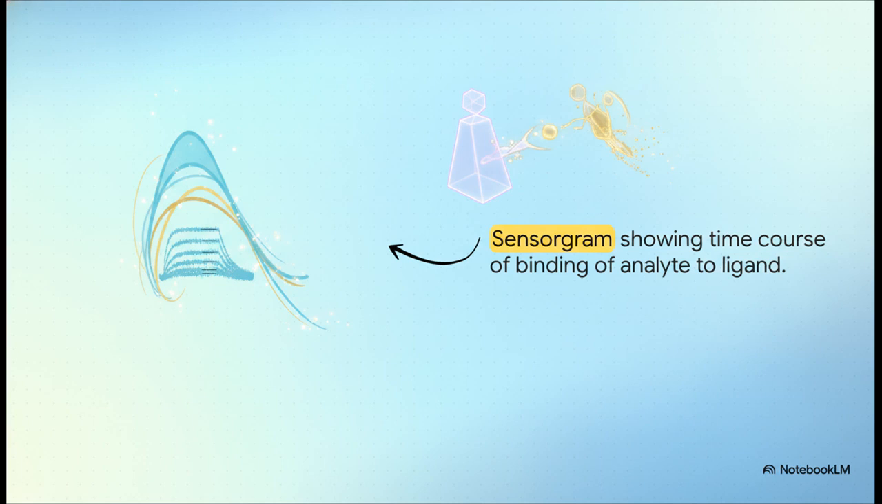So as the curve sweeps upward, that's our association. When it levels out at the top, equilibrium is reached. And as it swoops gracefully back down, that's dissociation.